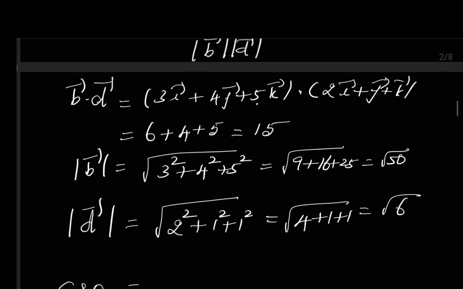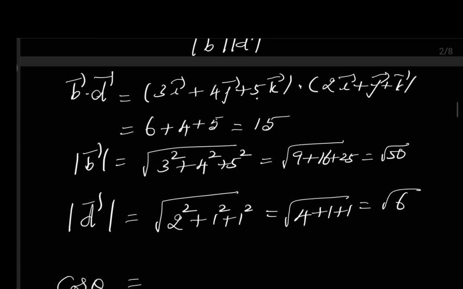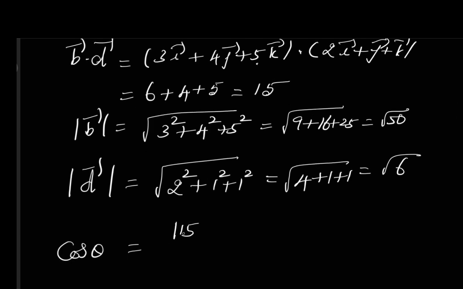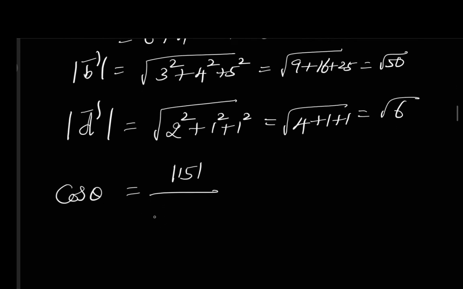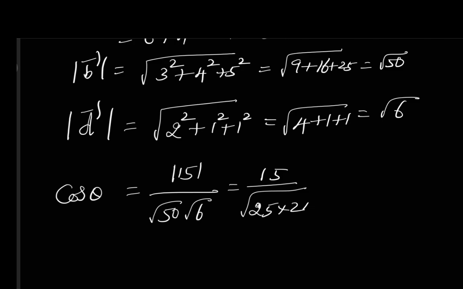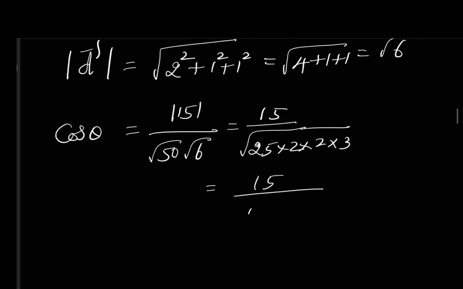Apply in the formula. So cos theta is, as we have written in the formula, b dot d divided by modulus b into modulus d: 15 divided by root 50 into root 6. So 15 divided by the root of, write the factors of this. 50 I can write as 25 into 2. What about the factors of 6? 2 into 3. So you collect the square root. Square root of 25 is 5. For 2 2s I take 1, then square root of 3. So 5 goes into 15 3 times. So 3 by 2 root 3.